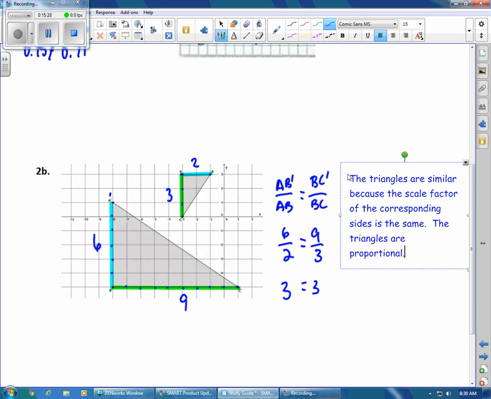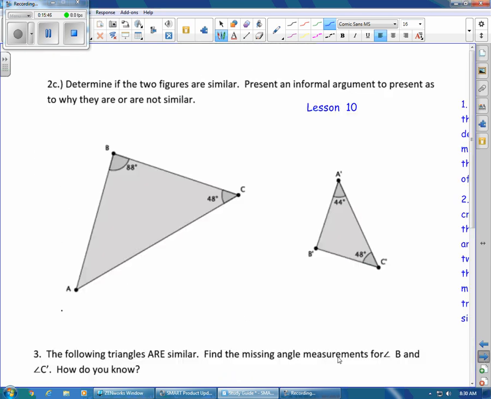The triangles are proportional and they are similar because. That "because" is hugely important, guys. Don't just say the triangles are similar, or "yes," because how do you know? The scale factor of the corresponding sides is the same. Show me your work and you will get all of the points.